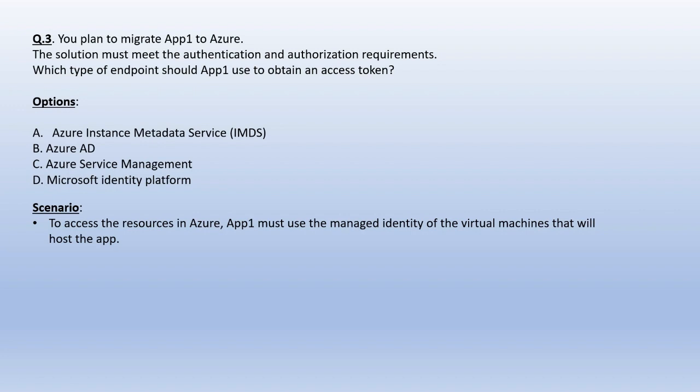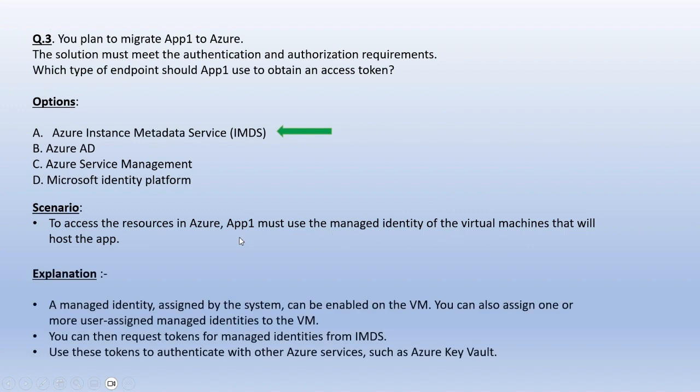You can pause the video, and here's the correct answer: Azure Instance Metadata Service (IMDS). Here you need to understand that we are trying to use the managed identity of the virtual machine that hosts the app. And so the answer explanation: a system-assigned managed identity can be enabled on a VM. You can also assign one or more user-assigned managed identities to the VM. You can then request the token for managed identities from the IMDS. Use these tokens to authenticate with other Azure services such as Key Vault.